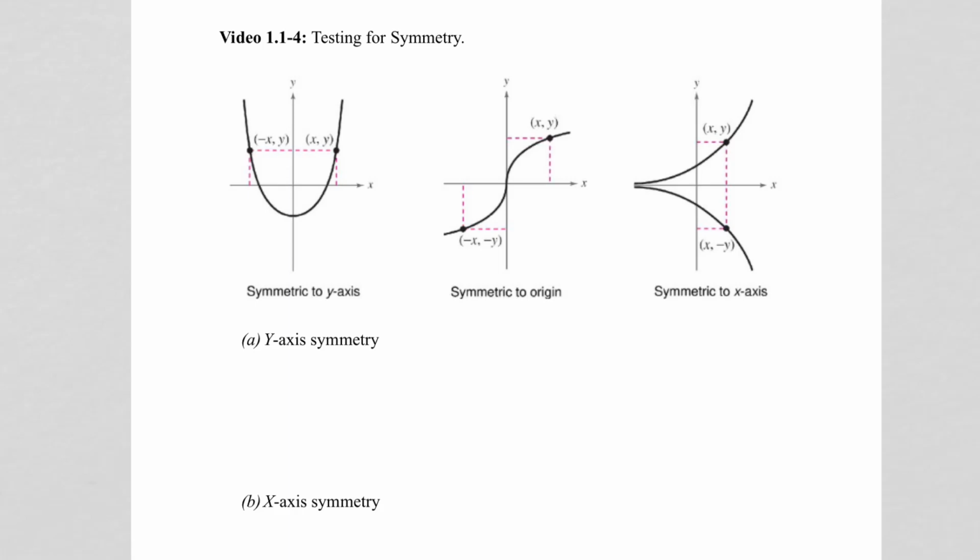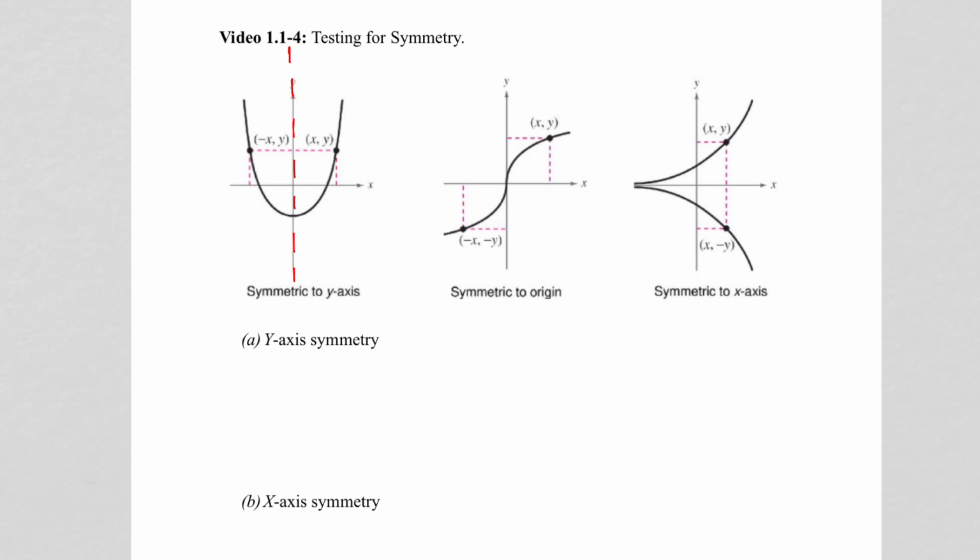In this video, we're going to be testing graphs for symmetry. So you can see on the screen here, we have three different types of symmetry. We have a graph that's symmetric to the y-axis. So that means that the y-axis is the line of symmetry. So you can see we can fold this graph on the y-axis and one part of the graph falls on the other.